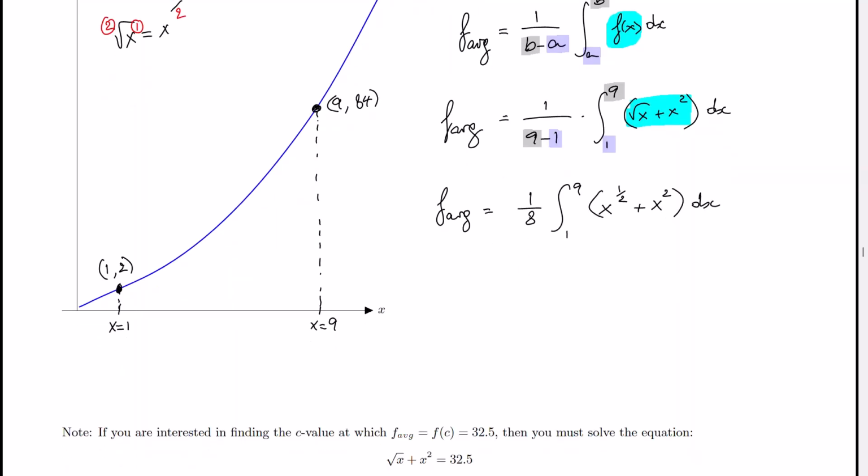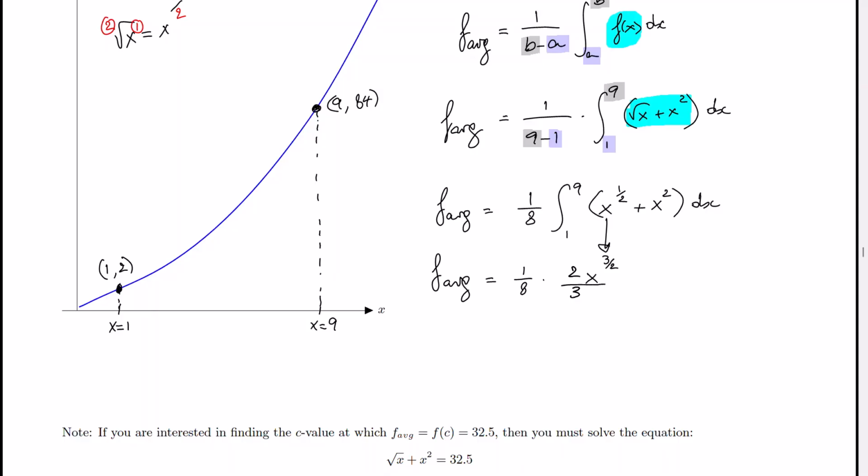And now we are ready to find the average value. Average value is 1 over 8 times, okay, what's the antiderivative for x to the 1/2? I'm supposed to add 1 to the power, so it's going to be 3/2. 1/2 plus 1 is going to be 3/2, and technically I have to divide it by 3/2 also. But we said this is inconvenient, it adds too many details and too many steps, so instead I'll just multiply it by 2/3.